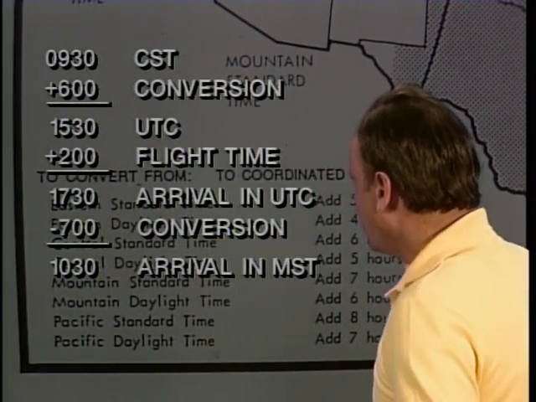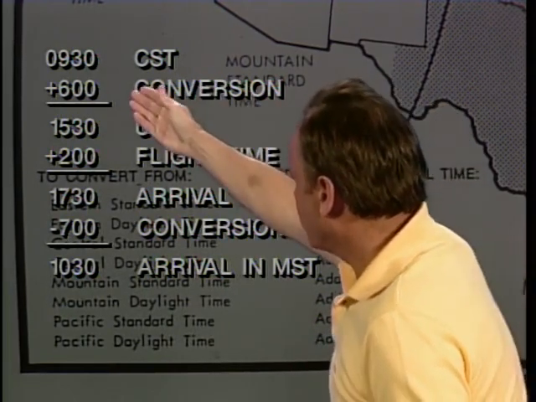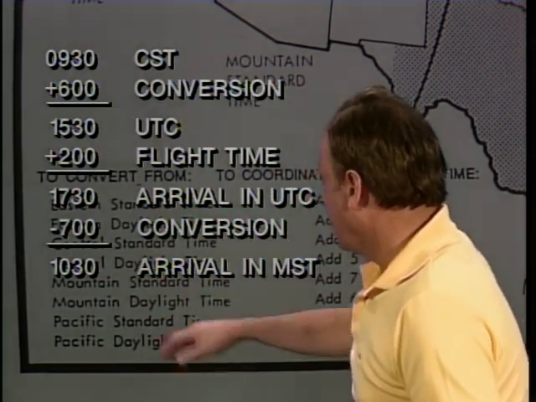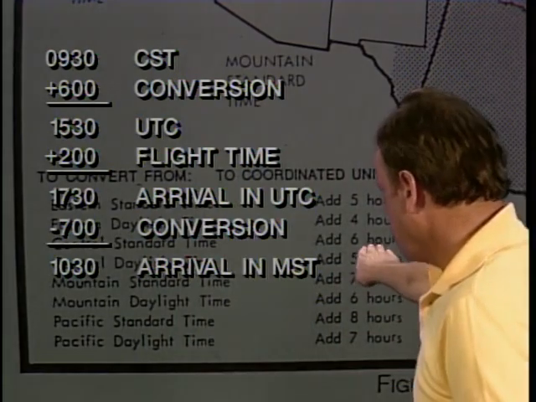And the question is going to be, what time will you arrive in the Mountain Standard Time Zone? And what time will it be in local time when you arrive? Now, first of all, convert everything to Coordinated Universal Time. And to do that, you add the conversion. We're in Central Standard Time, so you can look on the table down here. Central Standard Time, the conversion is 6 hours.